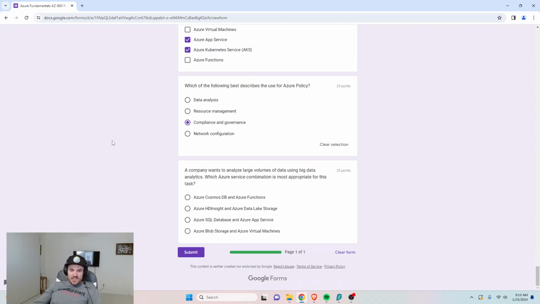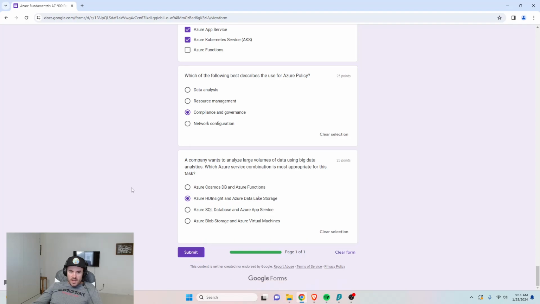All right. A company wants to analyze large volumes of data using big data analytics. Which combination is most appropriate for this task? Okay, this is an interesting one. So for big data analytics, Cosmos DB and Azure Functions, we're gonna rule that out because neither of those are specifically for big data analytics. HDInsight and Azure Data Lake Storage, that sounds pretty good. I'm gonna select that one for now.